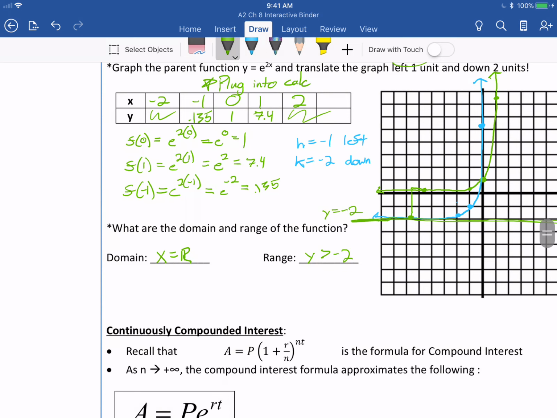All right, awesome. So go through and graph that. It's just as simple as this. Plug it into your calculator and then move it with your h and your k. All right, so hopefully there's not a whole lot terribly different there.